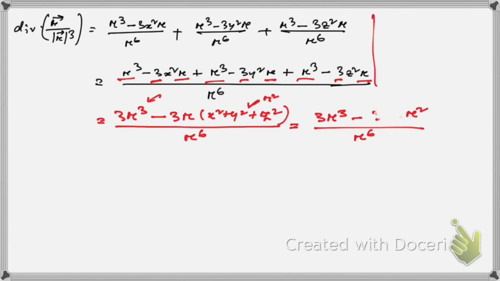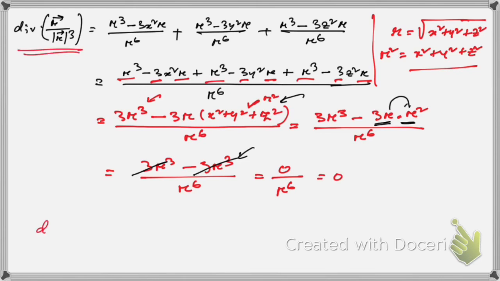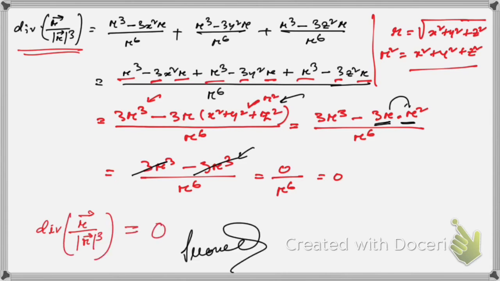So here r into r square is going to be r cube. As you see, r is root over x square plus y square plus z square, so r square will be x square plus y square plus z square, and that's what we have used here. So now we have got 3r cube minus 3r cube divided by r to the power 6. These two cancel, so we have 0 divided by r to the power 6, that is 0. So the divergence of r vector divided by the cube of its magnitude is equal to 0. That's how we can prove it. So hope you have understood this. Now let's move on to the next question.